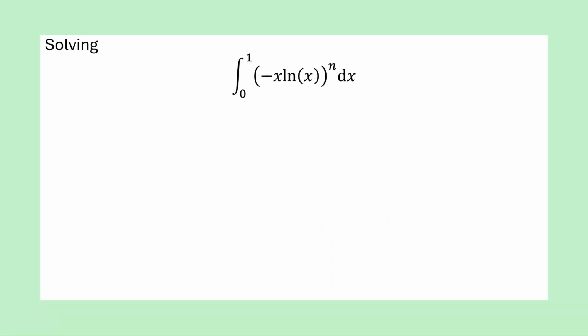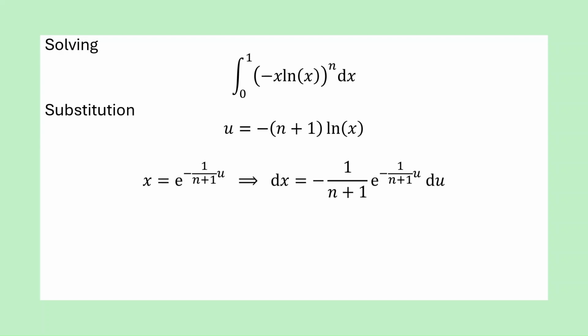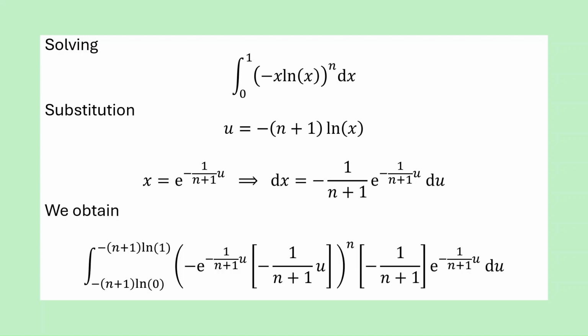First, we will perform a change of variable. In particular, consider the following u substitution. You will see in a moment why it comes in handy. Solve for x and derive in order to obtain the differential of x. Then plug x and dx into the integral to obtain an integrand that only depends on u. Also, don't forget to change the limits of integration, plugging 0 and 1 into the expression of u.